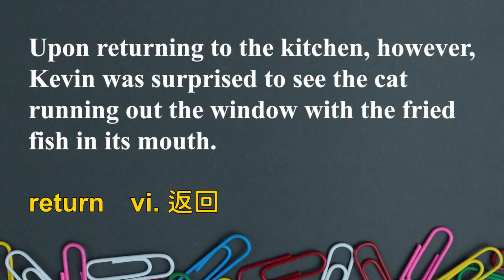So Kevin leaves the bathroom and of course wants to go back to the kitchen. Upon returning to the kitchen, however, Kevin was surprised to see the cat running out the window with the fried fish in its mouth. The cat was not afraid of the hot fish, and we find out later why he, or she, I guess, was so interested and determined to get that fish and jump back out of the window.